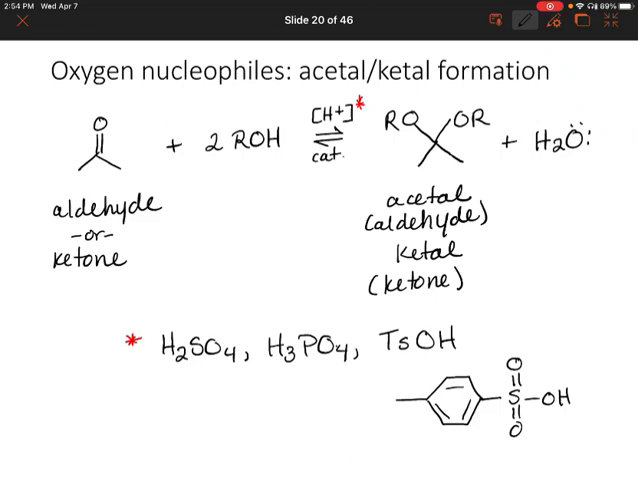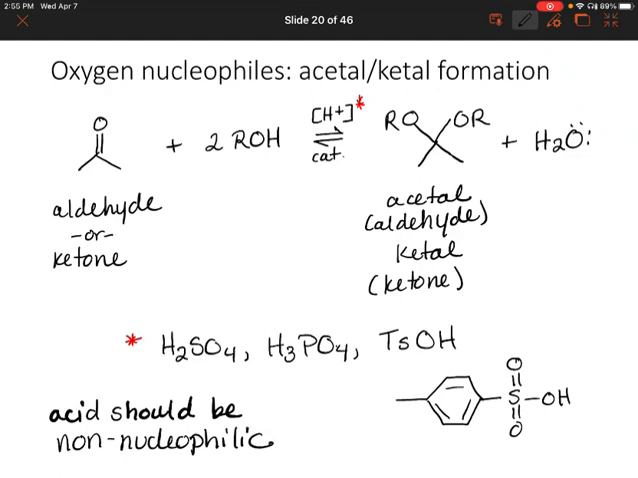Now, the reason that we're being so specific about the acids that we use is that your acid should be non-nucleophilic. Because if it is nucleophilic, that could create some competition and we might end up with multiple products, right? So we want to make sure that the alcohol is the only nucleophile present and the acid is just there to help the reaction along. It's not there to compete with the alcohol.